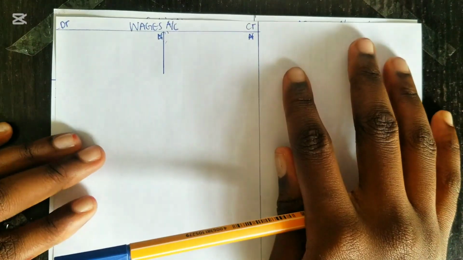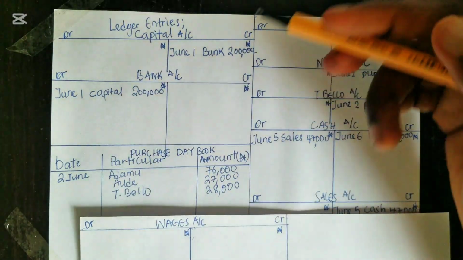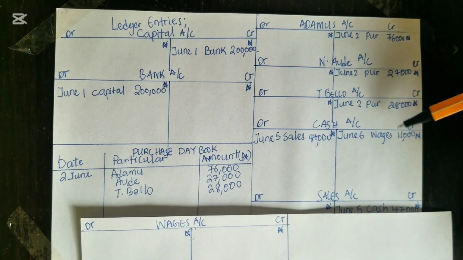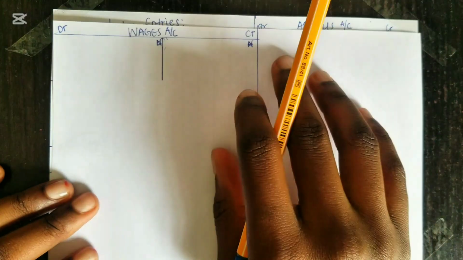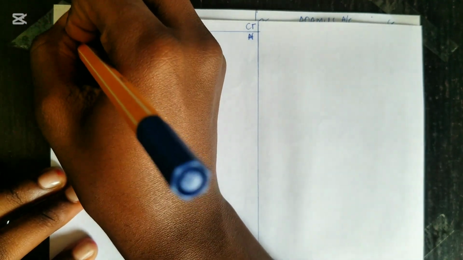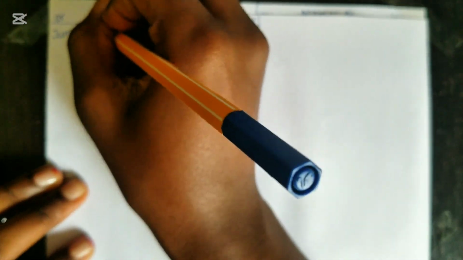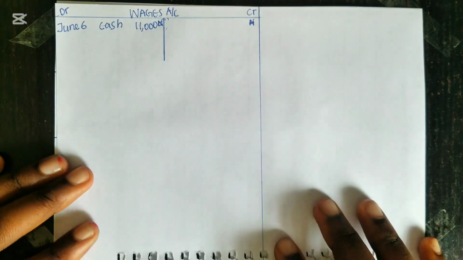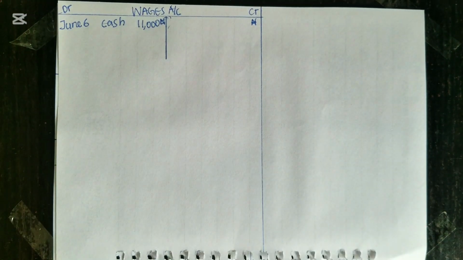So here is what's credited, here is what debited, naira sign. So we're going to debit our wages account. Why? Because we have already credited our what? Cash account. So June 6, and the amount is what? 11,000 naira. So our cash is going to be here. So we're going to write June 6. Here will be what? Cash, and our amount is what? 11,000 naira. Do you understand? So we have done June 6.